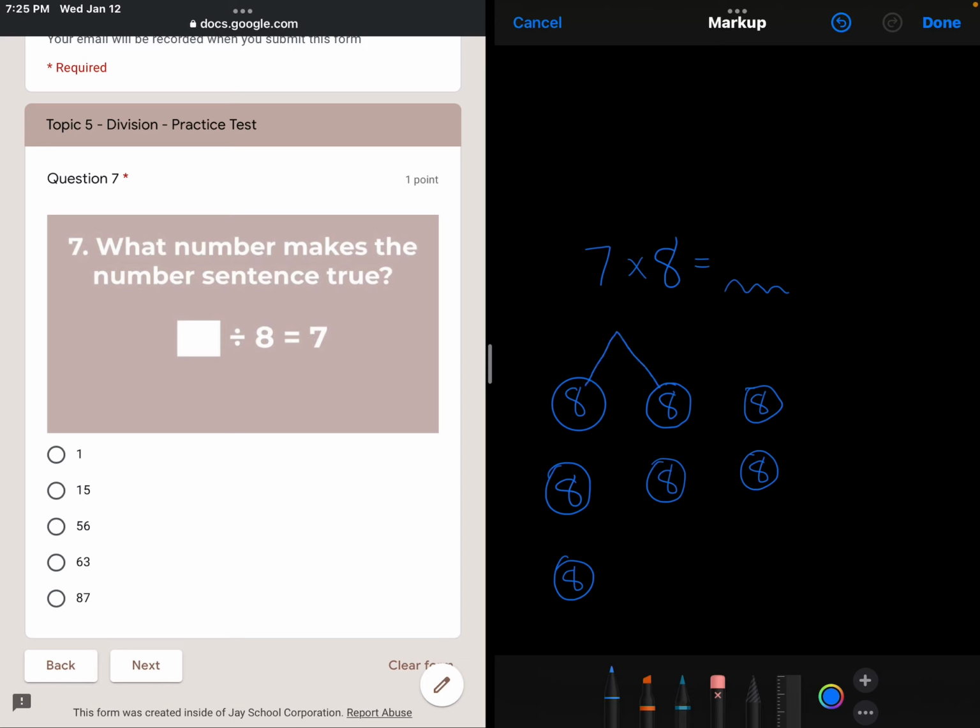So I know 8 plus 8 is 16. And I know these two together are 16. And I know these two together are 16. And then there's our 8. So 16 plus 16, so that's this plus this is 32. 1 plus 1 plus 3 is 52. Okay. I add another 16.